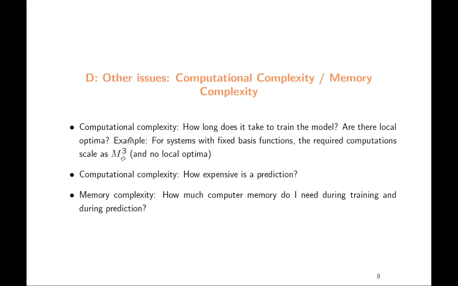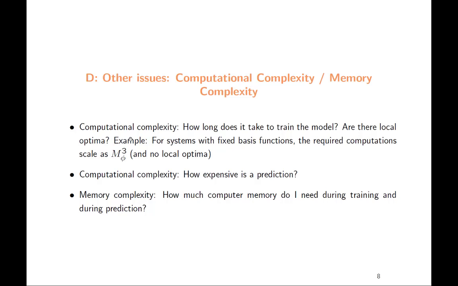And there are other issues which are often related to these model class issues. There's computational complexity. How long does it take to train the model? You don't want to wait forever. Are there local optima, which we also will discuss in more detail later. Here's an example for systems with fixed basis functions, which we have already discussed. The required computation scales with the number of basis functions to the power of 3. I think we mentioned this in the lecture on linear regression. And in this situation, there's no local optima. So these are the results we are looking for.